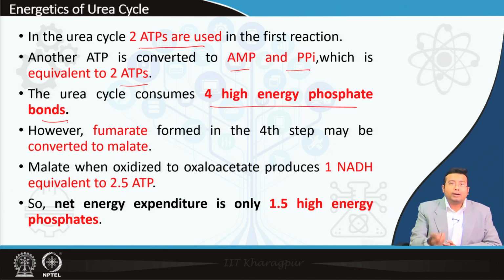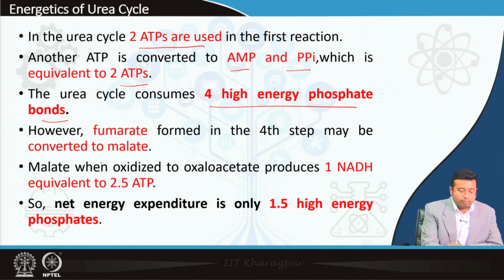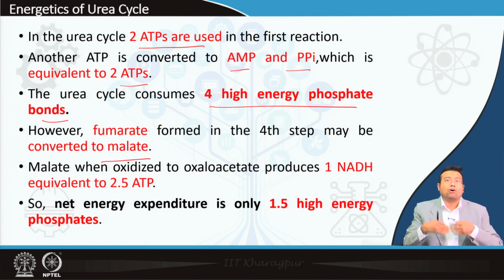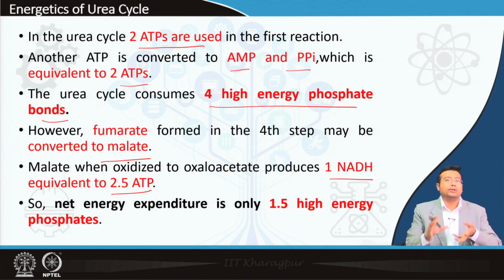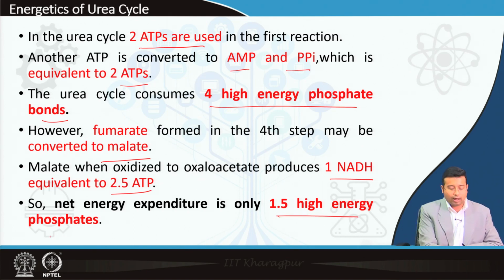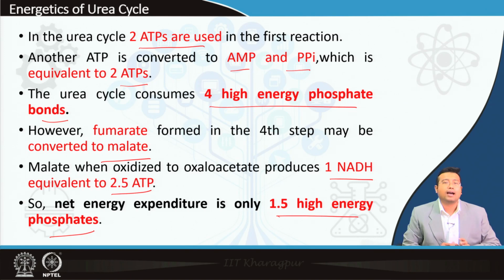However, fumarate that is produced in the fourth step may be converted to malate, and when it is oxidized to oxaloacetate via the malate aspartate shuttle, it produces 1 NADH, which is equivalent to 2.5 ATP. So, if we combine the utilization and the expenditure, the net energy spent to conduct one urea cycle is basically 1.5 ATP or 1.5 high energy phosphate bonds.